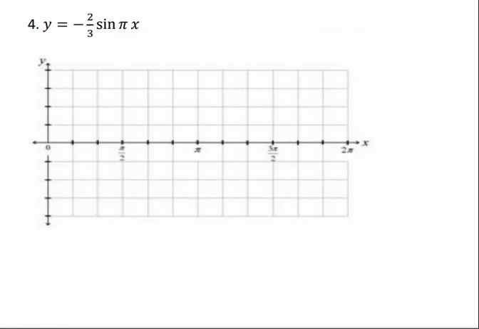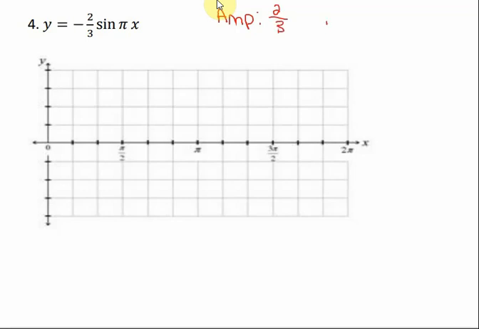All right, here's our last graph. We have y is equal to -2/3 sine pi x. So again, let's find what our amplitude and our period is. Our amplitude here, remember amplitude is the absolute value, so it's just the absolute value of how far it is from that x-axis. So it's 2/3 away from the x-axis.